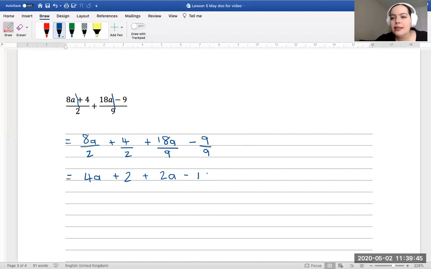And we ask ourselves, is this as simple as it can be? And I hope you realize that no, it's not. We have some like terms here. We've got an a over there, an a over there, and a constant over there, and a constant over there, which means that we could probably simplify. So 4a plus 2a, so 4 apples plus 2 apples gives us 6 apples. And then 2 minus 1, well, we definitely know that. That's plus 1. Now we ask ourselves again, is this as simple as it can go? Well, this is an a and this is a constant, meaning that they are not like terms, so we're done.